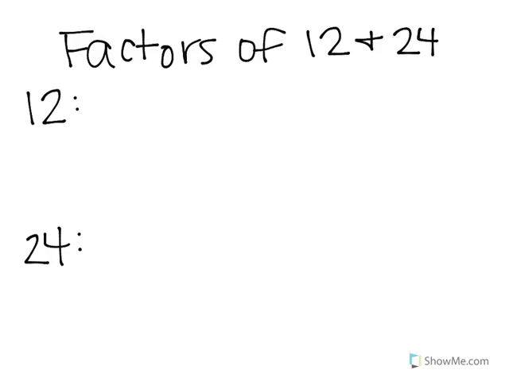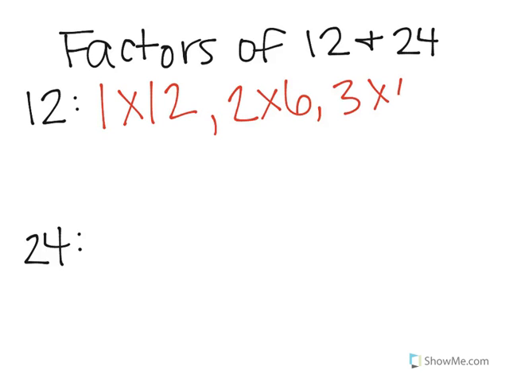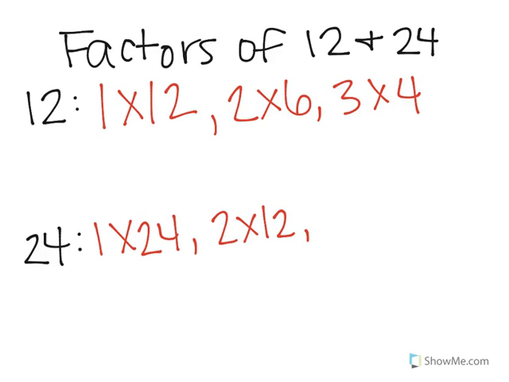Now let's look at the factors of 12 and 24. If I were to list all the factors of 12 and 24, I'd start with 12. 1 times 12 equals 12. 2 times 6 equals 12. And 3 times 4 equals 12. Then let's go to 24. 1 times 24 equals 24. 2 times 12 is 24. 3 times 8 is 24. And 4 times 6 is 24.